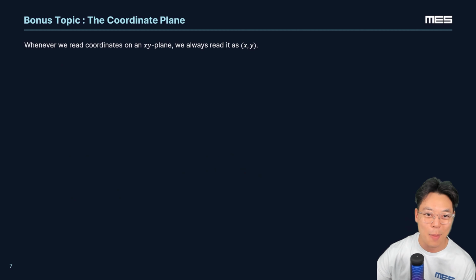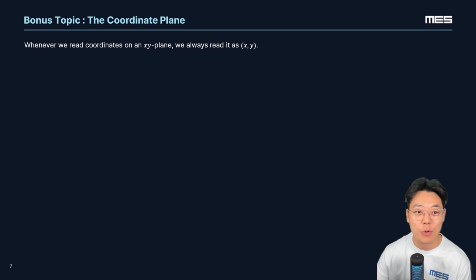Here's a little bonus topic for you all, the coordinate plane. Whenever we read coordinates on an xy plane, we always read it as x, y. Like many things in mathematics, x and y, the coordinates are in alphabetical order. So keep that in mind. Alphabetical order, x comes before y in the alphabet.